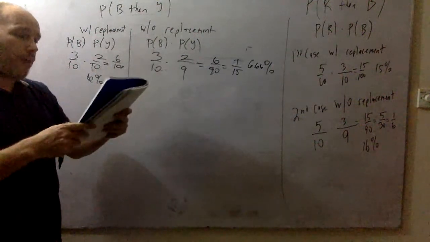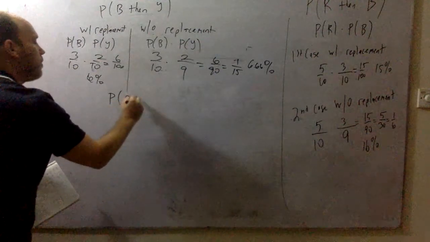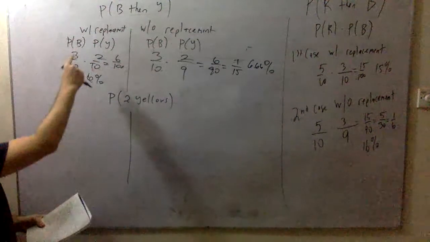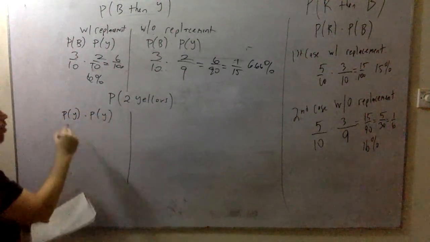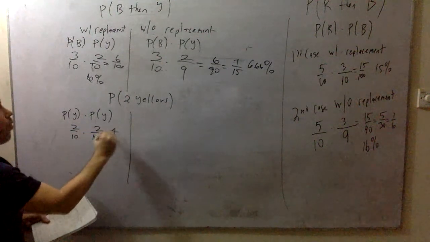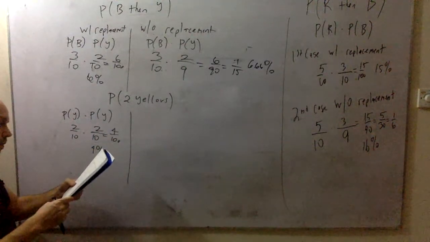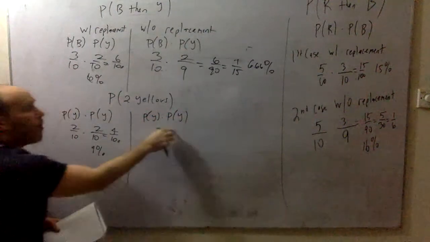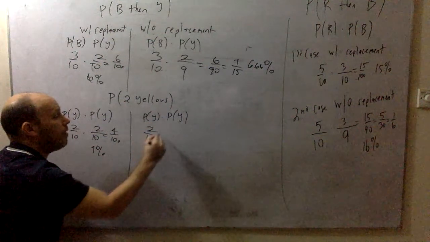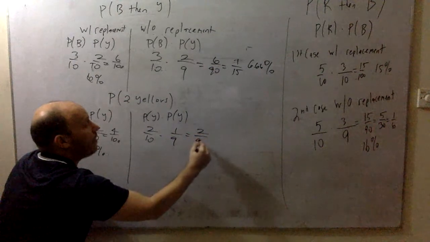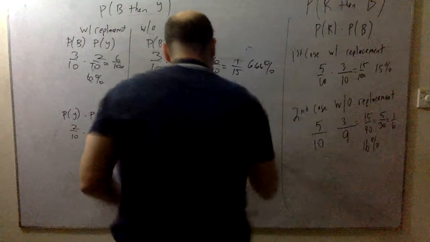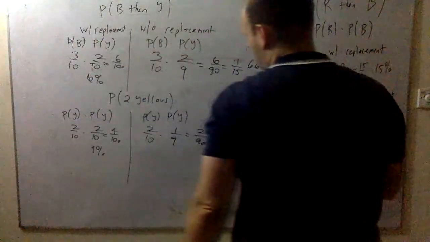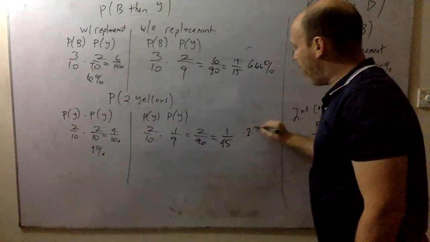Let's try another problem. How about the probability of 2 yellows? Same idea. With replacement, without replacement. With replacement, the probability of yellow times the probability of yellow. So it's 2 over 10 times 2 over 10, which is 4 over 100, or 4%. Let's try without replacement. The probability of yellow times the probability of yellow, but the probabilities are changing now. The first is 2 over 10 times 1 over 9. 2 over 90, 1 over 45. What is 1 over 45? Hey Siri, 1 divided by 45. 1 divided by 45 is about 0.02222. 2.2%.